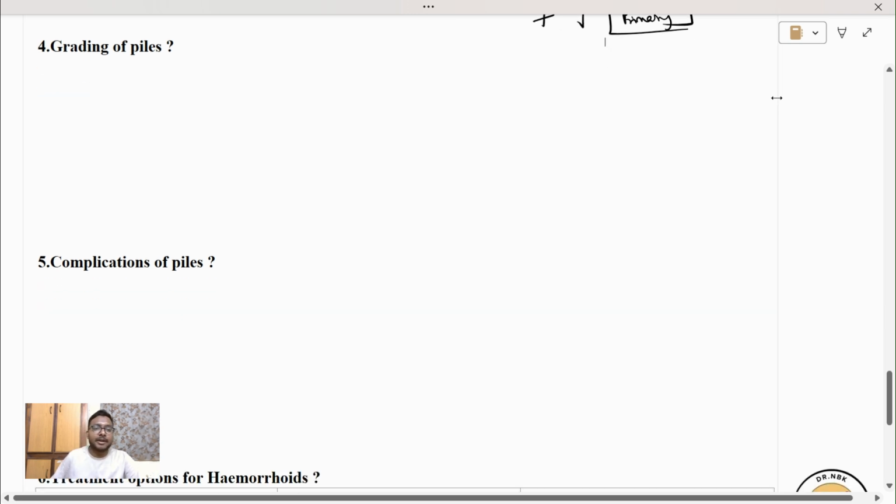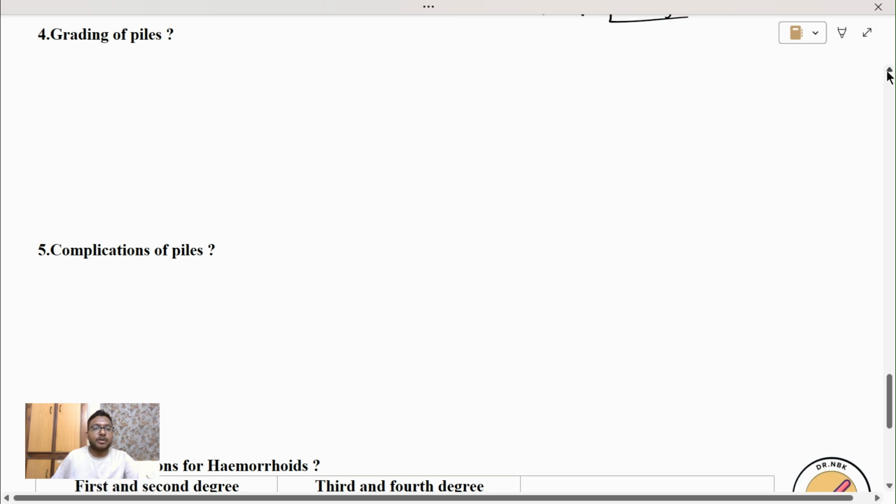What is the basic grading of piles? You need to understand the basic complaint the patient comes to you with whenever he has hemorrhoids: bleeding per rectum, and second, mass per rectum. Based on these two important clinical features, hemorrhoids have been classified into four categories. You can easily understand: class, then bleeding, mass per rectum. Only bleeding present, no mass.